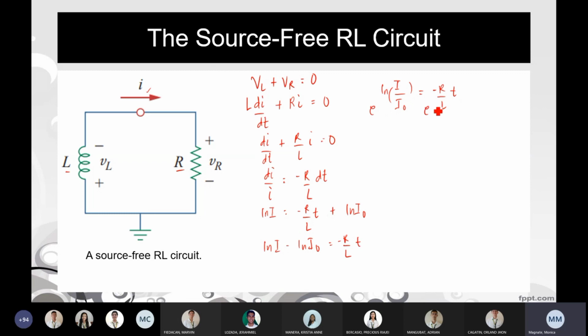Then, lagay tayo ng e both sides para makancel yung ln. So, magkakaroon tayo ng I over I sub O equals e raised to negative R over L t. So, yung I of t natin pala equals siya sa I sub O e raised to negative R over L t. Ayan. So, ito naman yung consider natin current kapag source-free RL circuit. Okay?